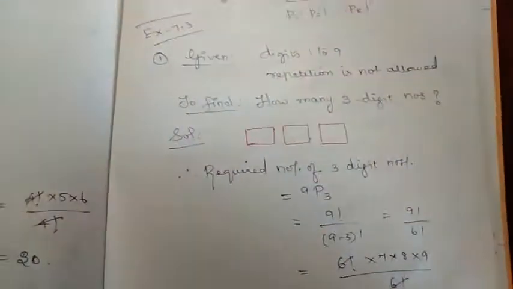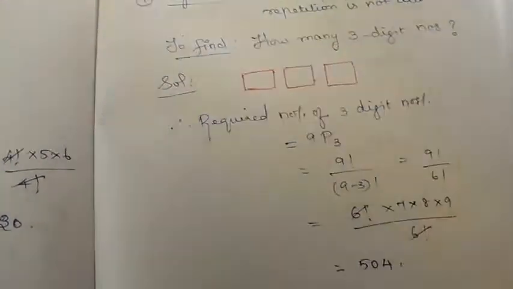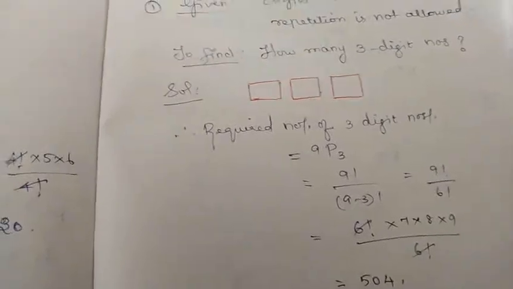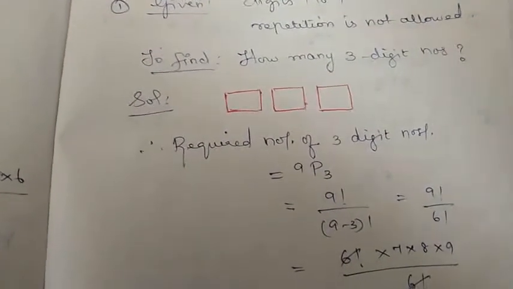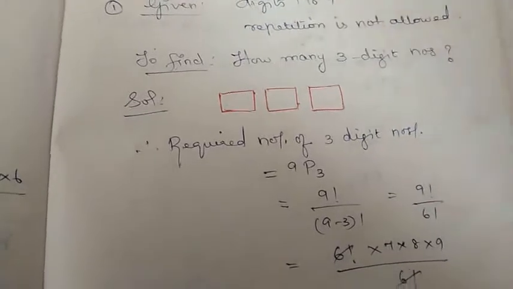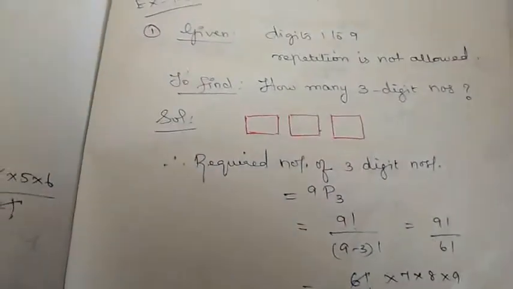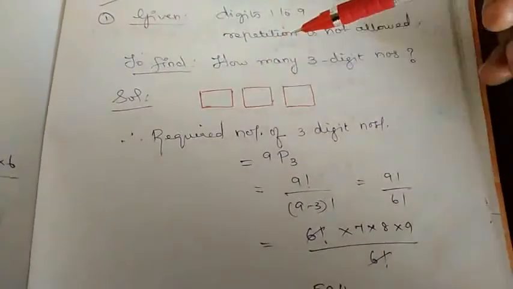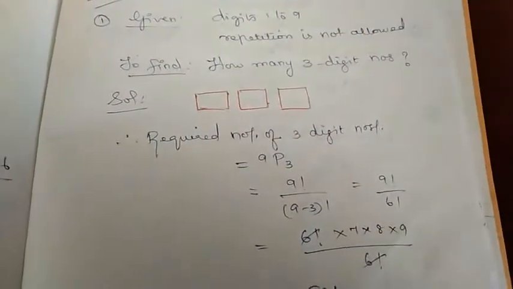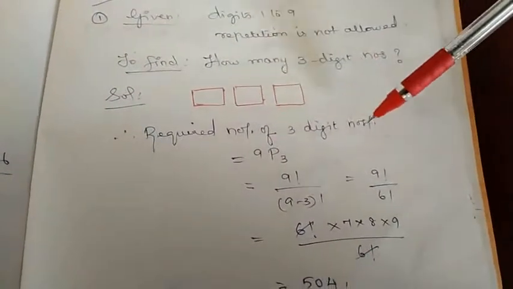In the first question, digits 1 to 9 are given and repetition is not allowed. When repetition is not allowed and the order of selection is a factor, we have to go with permutations only. When the order of selection is not a factor, you can go with combination. Now we have to say how many 3-digit numbers there are. Now, the required number of 3-digit numbers.